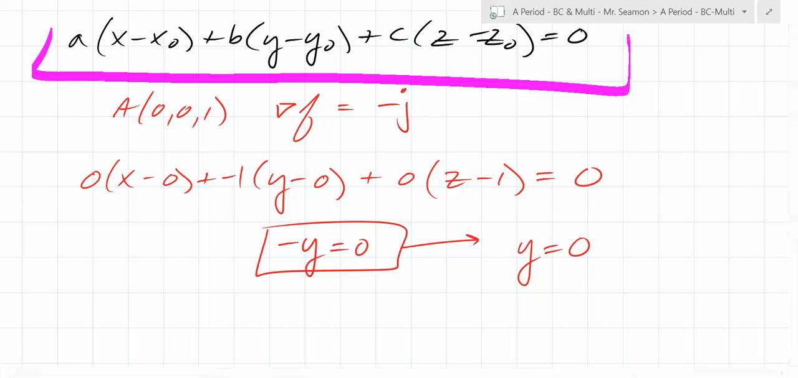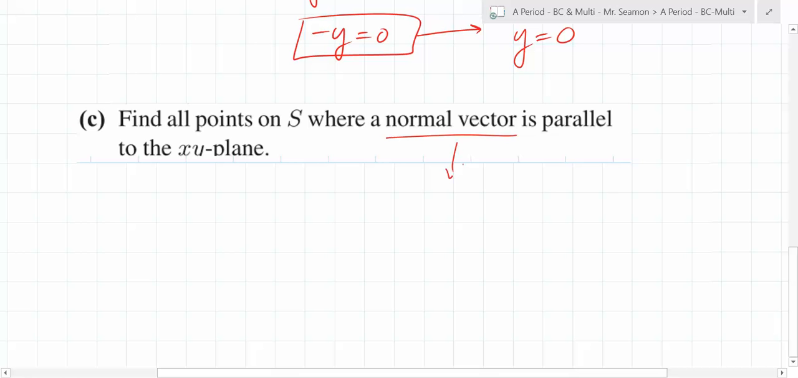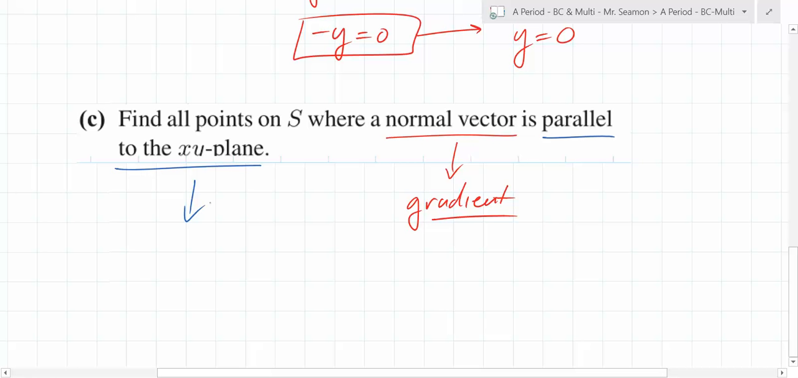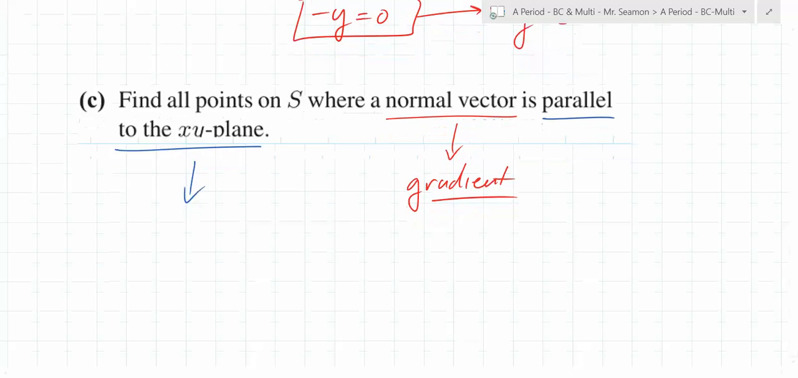Yeah, Jesse. What are they actually talking about in the context of what we're doing? The gradient, right? Exactly. Because we know that the gradient at a point is going to be perpendicular to the point of tangency, right? So find all points S where a normal vector is parallel to the xy plane. So what does parallel to the xy plane mean? It has only Z. It's parallel to the xy plane, right?